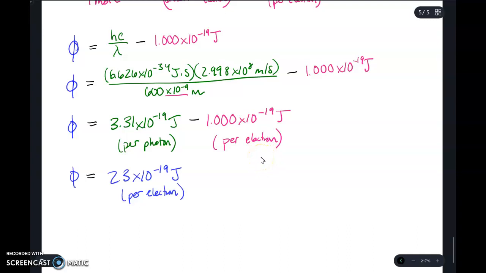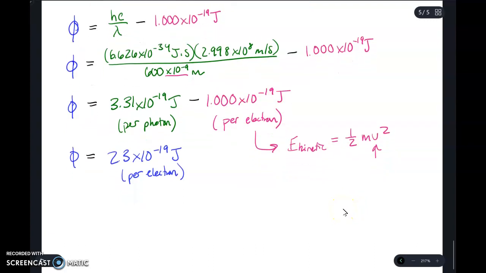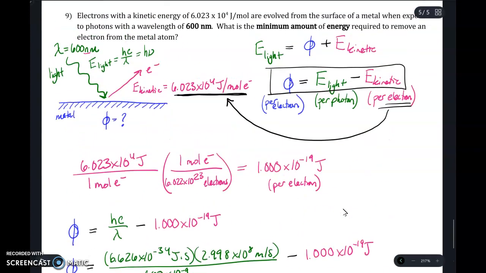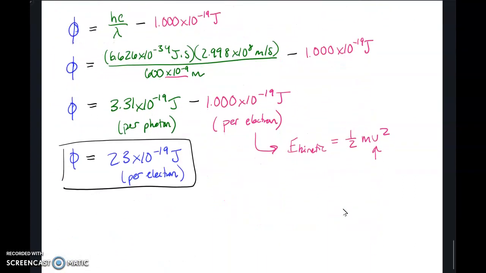And if you wanted to, you could take this energy, recognize that it comes from the equation for kinetic energy, 1/2 mv squared, and you could solve for the velocity of those electrons, right? So keep in mind, this is the value that ends up being used to solve for velocity in certain problems. This problem's not asking us to do that, though. All we needed to do was determine the work function, so we have done that here. All right, I think that's it for that one.